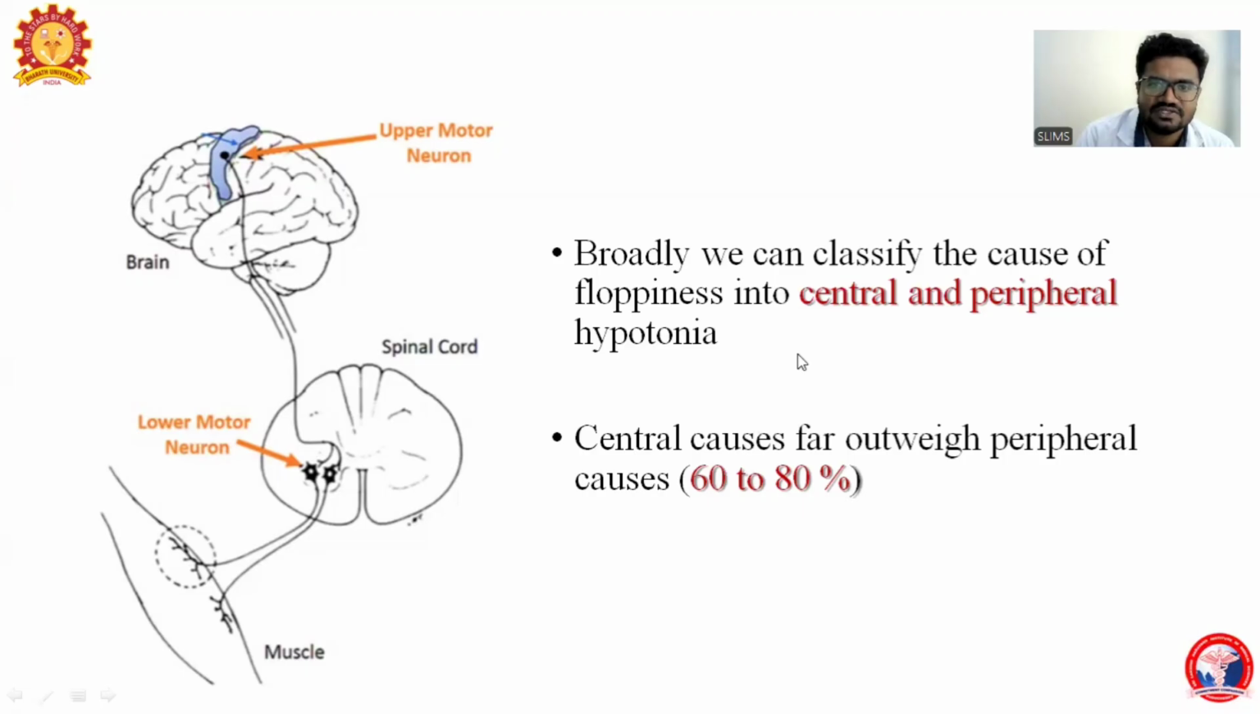Similarly, the peripheral hypotonia, which means a floppy weak, the child is also floppy and the tone is also low, hypotonia is present, and the reflexes are also very weak. So it constitutes the peripheral hypotonia. So if you see the overall causes, the central causes always outweigh the peripheral causes. Almost 60 to 80% of cases in our country are always because of central hypotonia.